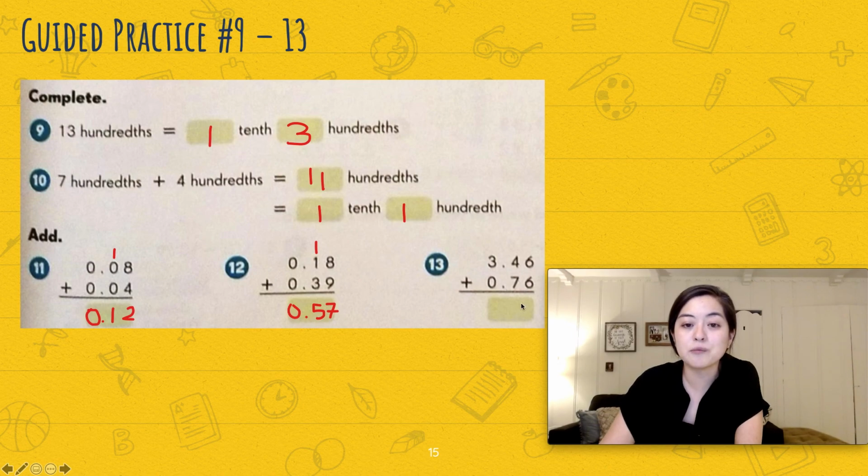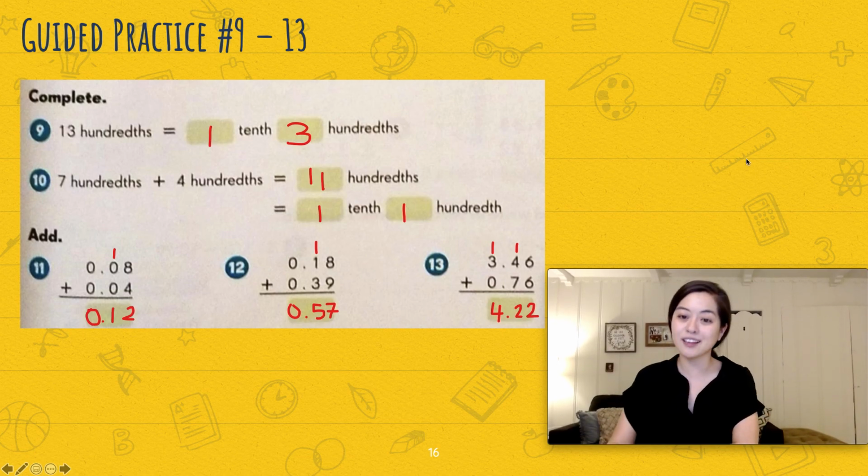All right, what about here? So start from the lowest place value column, which is the hundredths over here. So 6 hundredths and 6 hundredths make 12 hundredths, so we have to regroup it into 1/10 and 2 hundredths. Okay, and then 1/10 plus 4/10 plus 7/10 makes 12/10. So then I have to regroup that again into 2/10 and 1/1. Okay, 1/1 plus 3 ones plus 0 ones is 4 ones. So your answer is 4.22, or 4 and 22 hundredths is another way to say that.